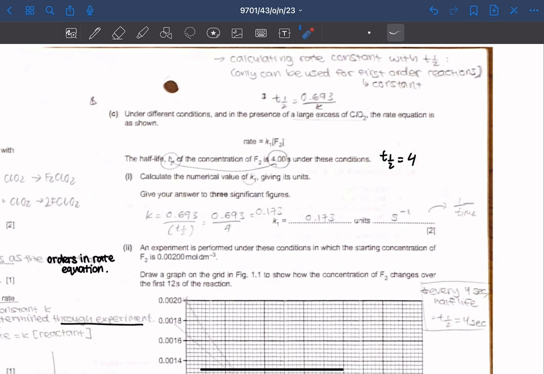Calculate the numerical value of k1, giving its units. Because we are given the half-life, which is 4, and we are supposed to find k1, there's a formula for first order: t half, or the half-life, equals 0.693 over k. This is a constant at 0.693. This equation calculates the rate constant from the half-life and can only be used for first-order reactions, because first-order reactions have a constant half-life. So you would rearrange this equation: k equals 0.693 over the half-life, or over 4. You would get 0.173, in three significant figures, with the units s to the power negative 1, because time is in the denominator and this is in seconds.